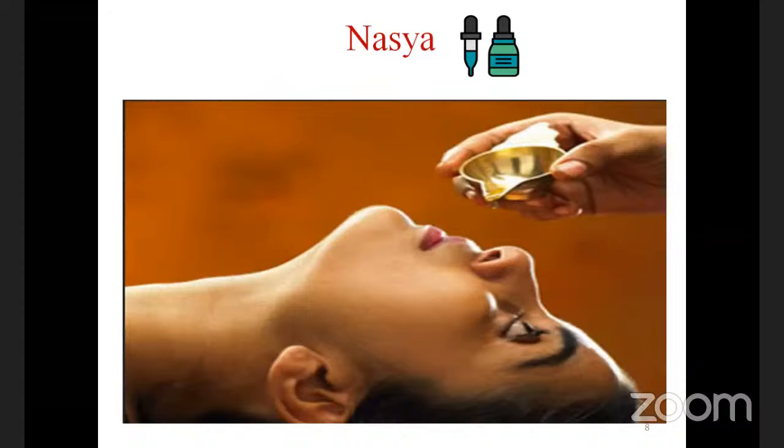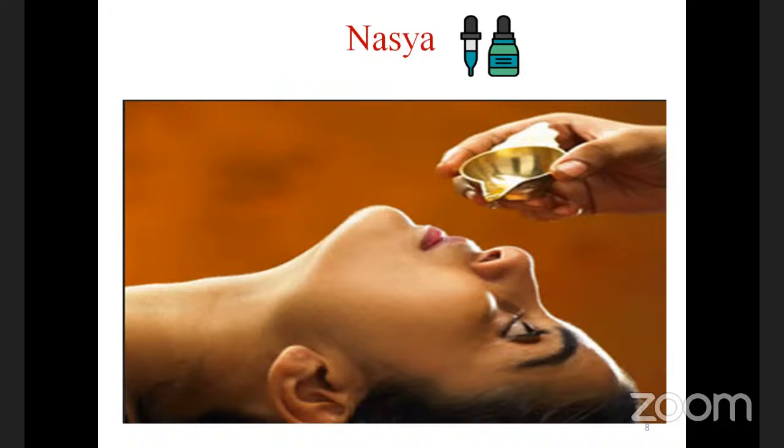For this, we can use simple sesame oil or anutaila, which is proven to have antimicrobial and antibiotic activity, so that we can increase the function of our upper respiratory tract. So here we can use normal sesame oil or anutaila for improving the function of the pranavaha srotas.